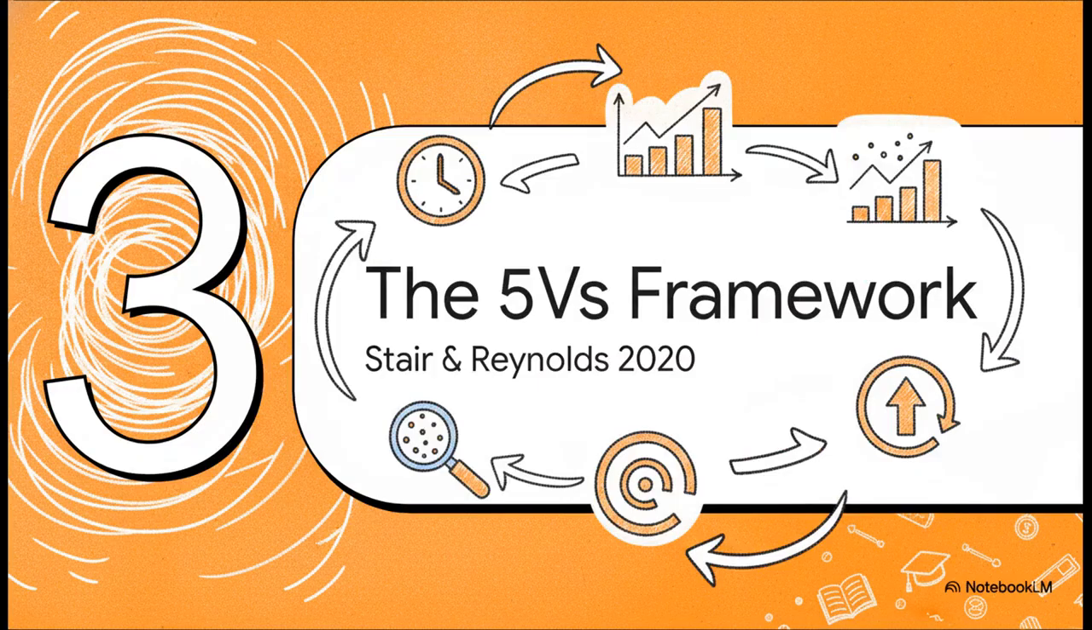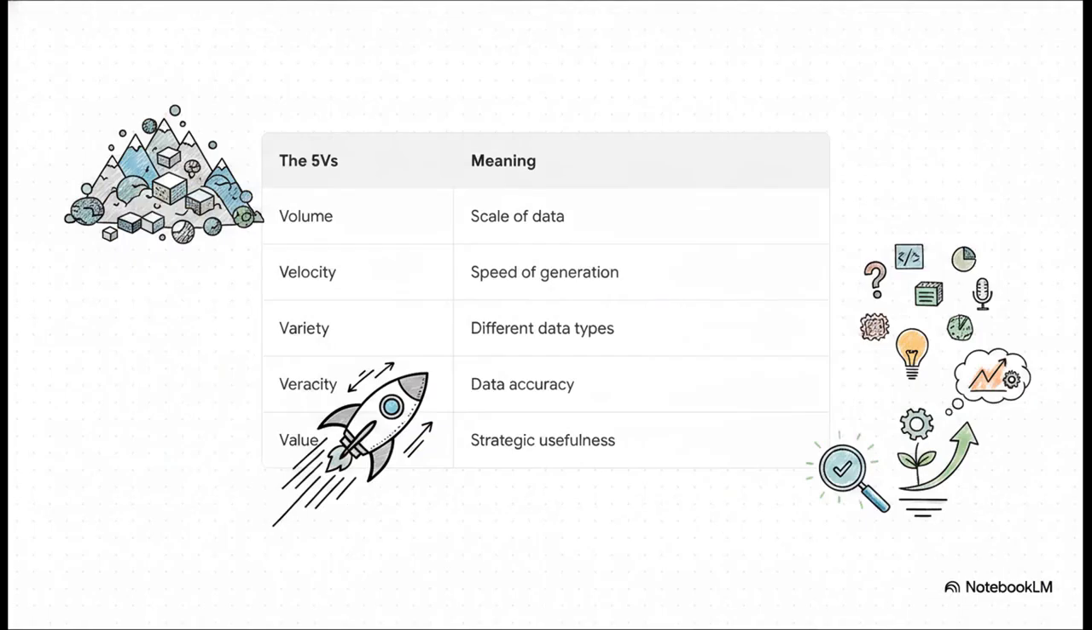Which brings us to Section 3, the 5 V's framework. So to actually organize and make sense of this potentially chaotic river of information, we look to the research of Stair and Reynolds from 2020. They provide a framework that acts as an essential organizing checklist to help institutions actually comprehend their own data.